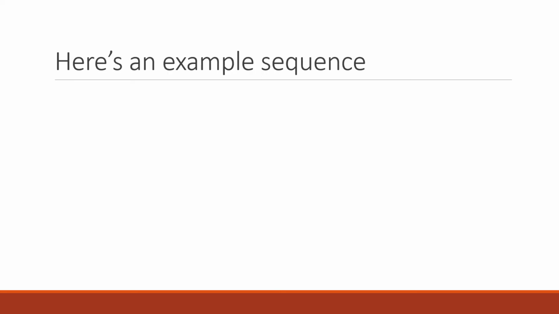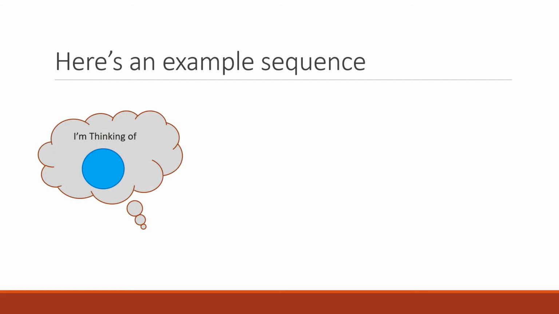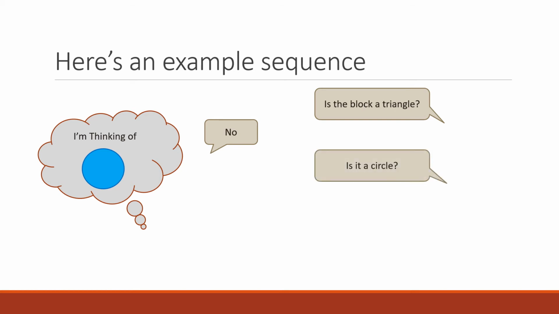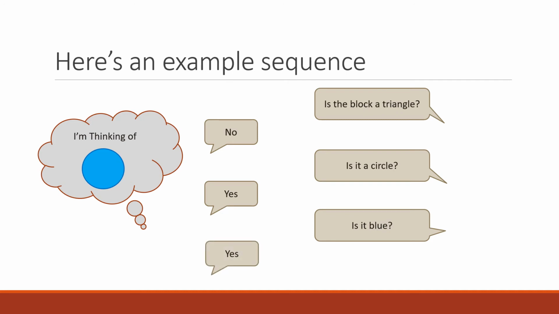So here's an example sequence of I'm Thinking of a Block. Let's say I'm thinking of a blue circle. The other player can ask, is the block a triangle? In which case you'd answer no. Is it a circle? And then you'd answer yes, it is a circle. The other player can even ask, is it a blue circle? And then you'd answer yes. And we end the game by the other player guessing that it is indeed a blue circle.